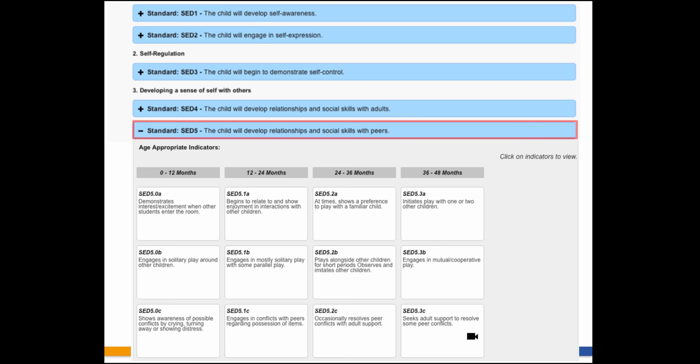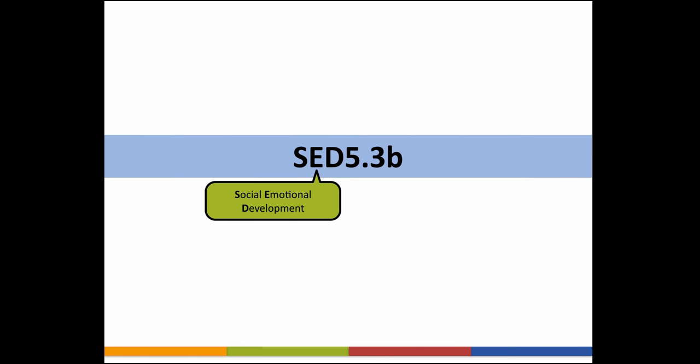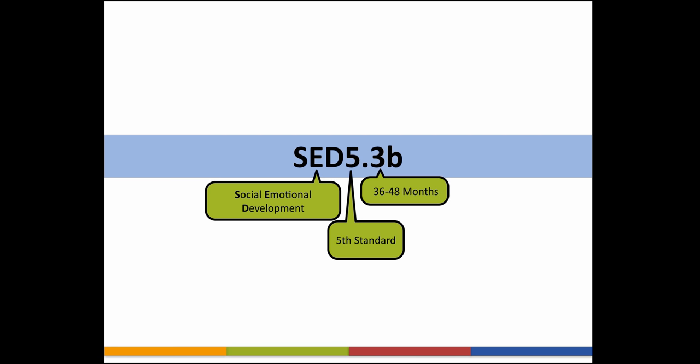Here's an example. This standard is labeled SED5. The child will develop relationships and social skills with peers. SED5.3B means it is in the social and emotional development domain. It is the 5th standard for the 36 through 48 month old age range and the 2nd indicator, indicator B.